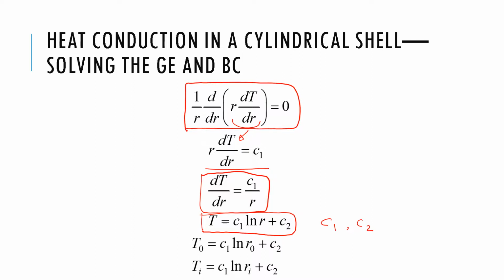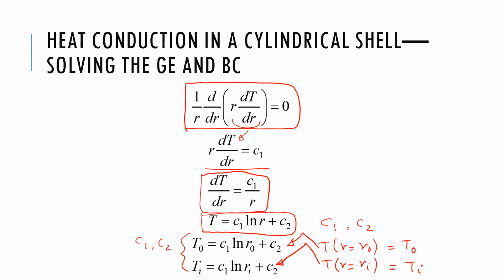So when I use T at r equal to r0 equal to T0 into this, then I get this equation, and then the other boundary condition, T at r equal to ri equal to Ti. If I use that one, I get this one. So now from these two equations, we have to solve for C1 and C2.